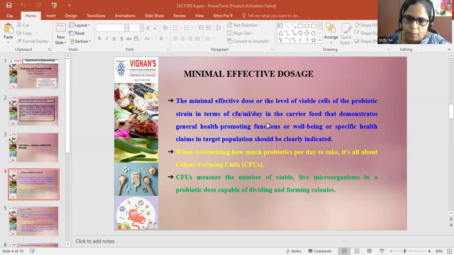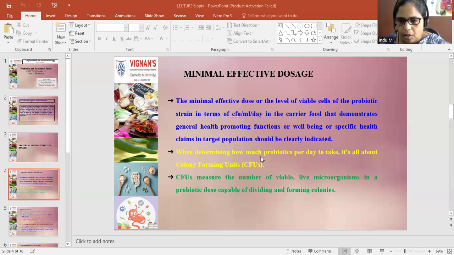So on the label of probiotic products, we need to determine the minimal effective dose of a particular probiotic strain in the form of colony forming units per ml per day, based on the target population. If the target population is older people, we have to identify the specific dose. If the target population is infants and children, we have to identify the specific dose. If the population is women, we have to identify the specific dose. Like that, we have to determine the minimum effective dose on the label of the probiotic product.